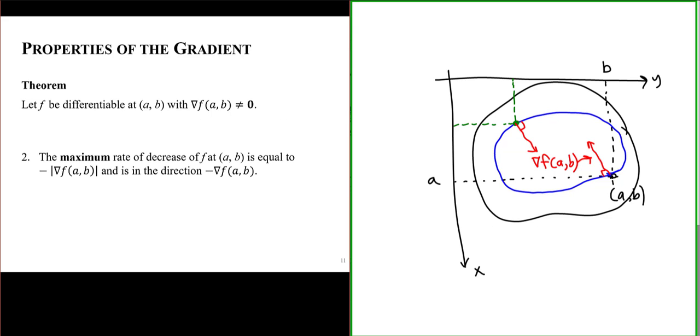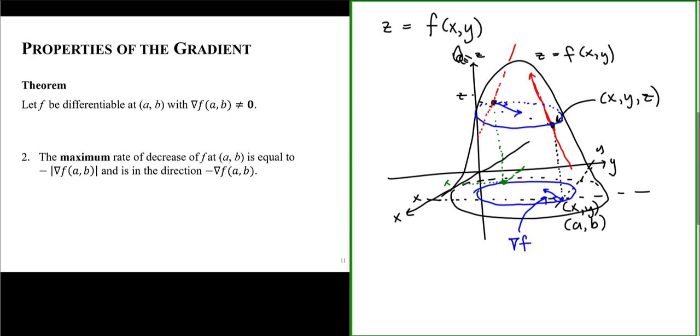The second thing you should know is that the maximum rate of decrease of our function at that point is just negative the magnitude of the gradient of our function. In other words, it's in the opposite direction of our gradient. It has a magnitude equal to the gradient, but the sign in front of our maximum rate of decrease is a negative. And that makes sense, because if we look back at this picture, we could also go down the hill.